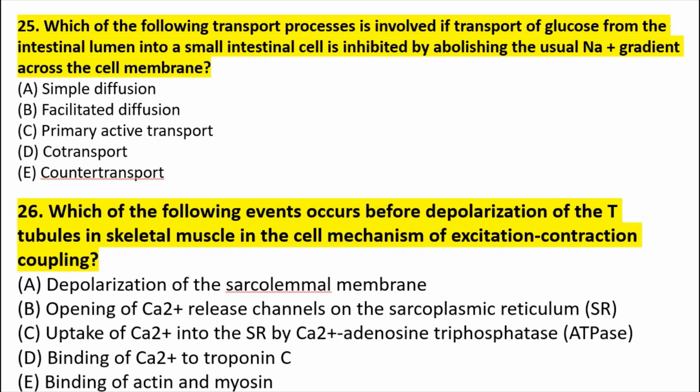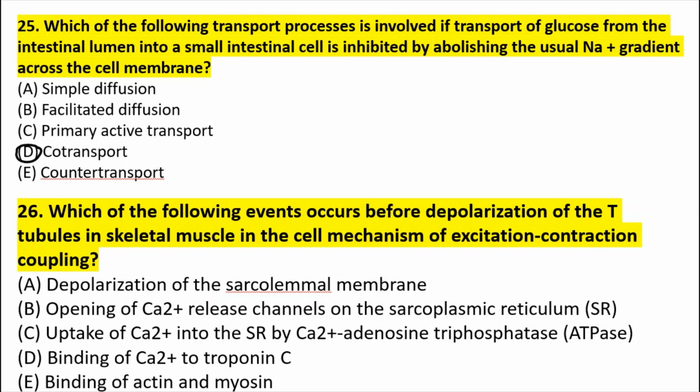25. Which of the following transport processes is involved if transport of glucose from the intestinal lumen into the small intestine cell is inhibited by abolishing the usual sodium gradient across the cell membrane? A, simple diffusion. B, facilitated diffusion. C, primary active transport. So the answer here is co-transport, because we know that sodium will carry glucose in secondary active transport, which is co-transport.